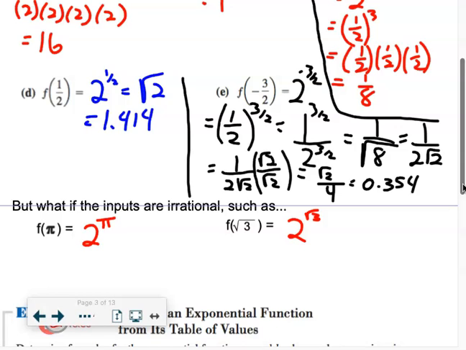And I'm sure you're as sick as I am of having to go back and forth to that calculator, so I will just tell you that 2 to the pi is going to be 8.825. And 2 to the square root of 3 will round to 3.322.